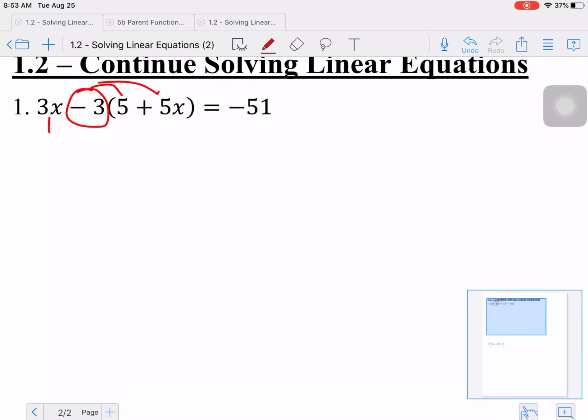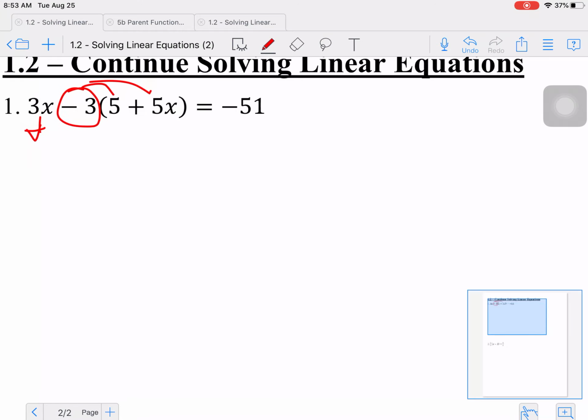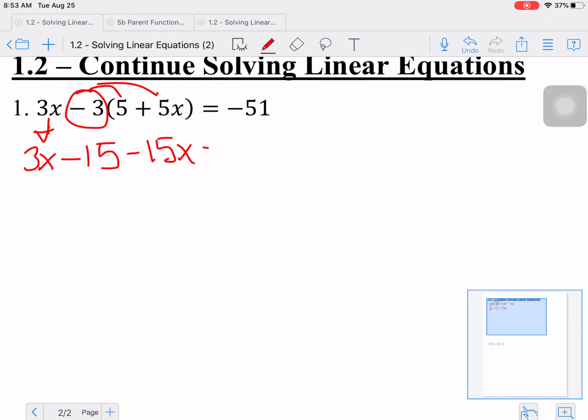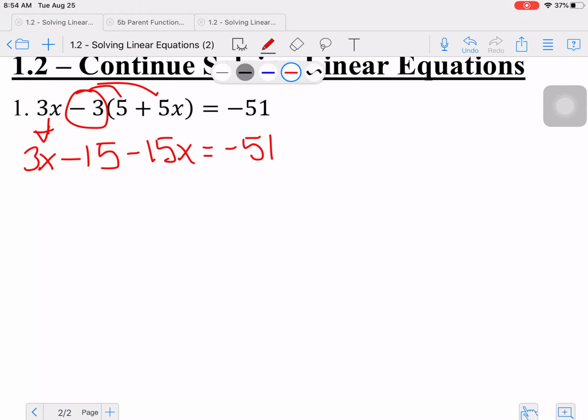I'm going to drop the -3. Okay, -3x, and then I get -3 times 5, which is -15, and then I get -3 times 5x, which is -15x, and now I don't need the parentheses anymore, equals -51. All right, I'm going to go ahead and create my line.